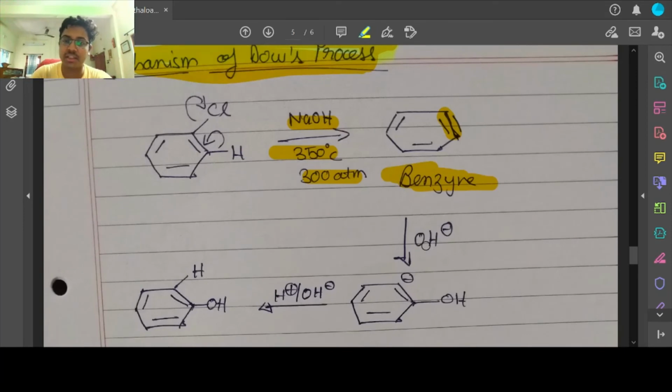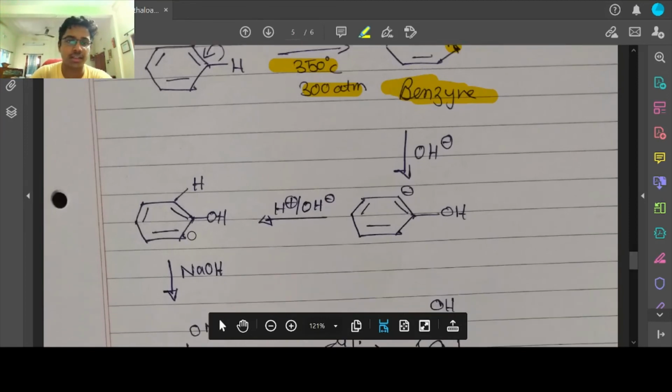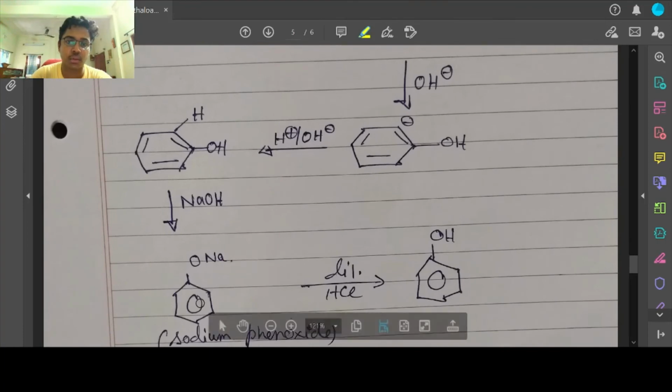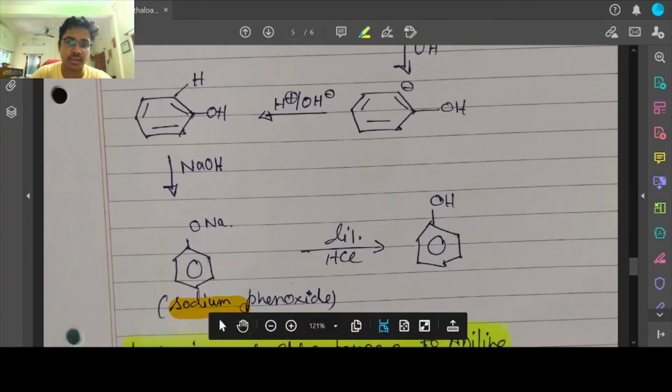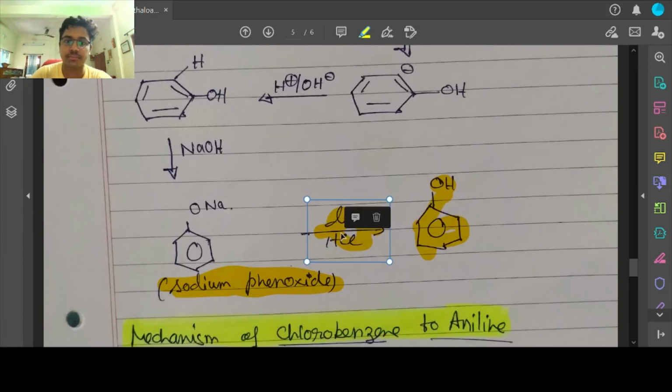This benzyne on treatment with hydroxide ion, OH minus, gives this compound. Treatment with H plus gives phenol. This phenol on NaOH gives ONa, sodium phenoxide. This is known as sodium phenoxide. Sodium phenoxide on treatment with dilute HCl gives phenol.